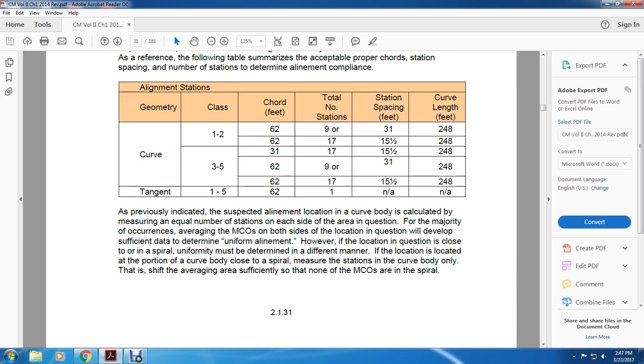Or as previously indicated, for a suspected alignment location on the curved body, calculate by measuring an equal number of stations on each side of the area in question. The majority of the occurrence is the average of the mid-chord offsets on both sides of the location in question to develop sufficient data to determine the uniform alignment.